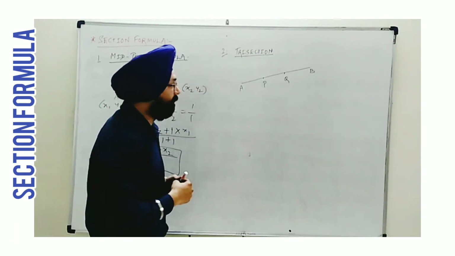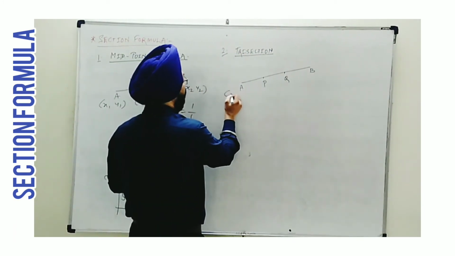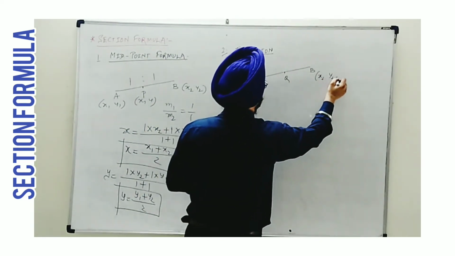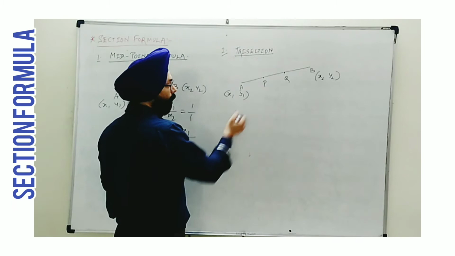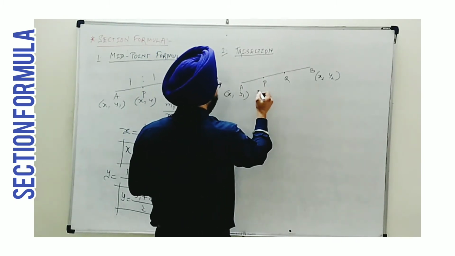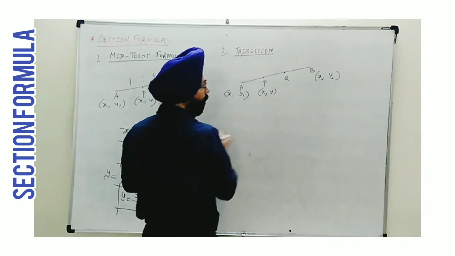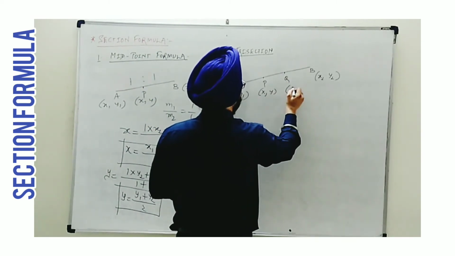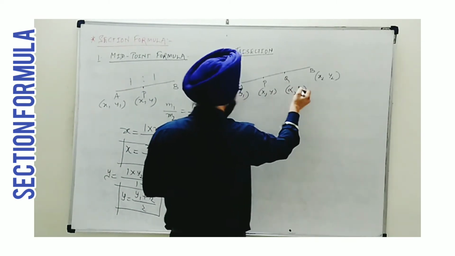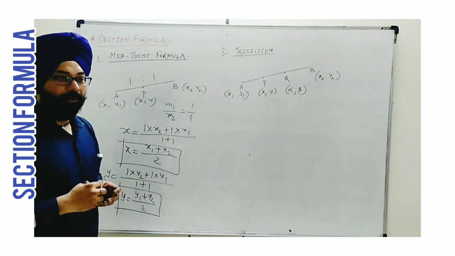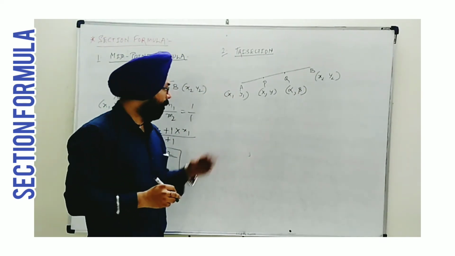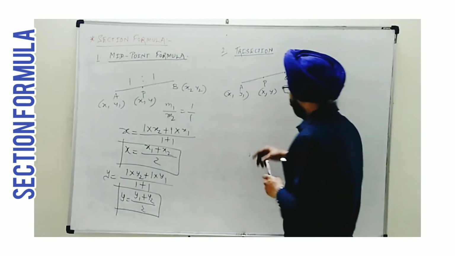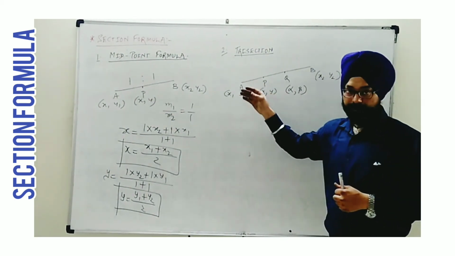So in this condition, if I consider A as (x1, y1), B as (x2, y2), and the coordinates of P and Q are taken, one I am taking as (x, y), the other I am taking as (alpha, beta) as symbols. Okay. Now we have to see the theory. Actually, application is easier in my opinion. First of all, how to use the section formula?